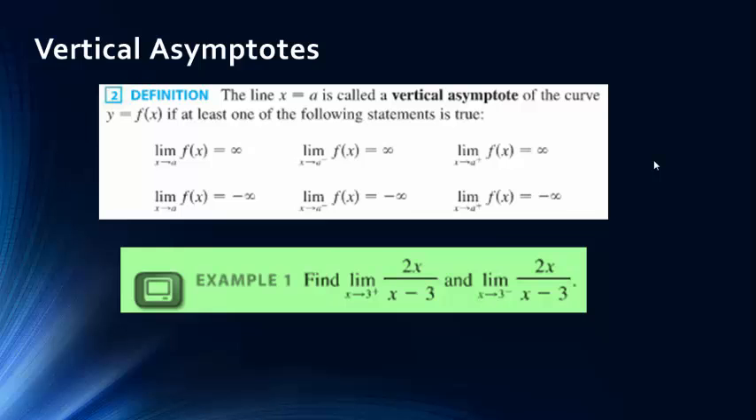Some of your homework for this section will be very conceptual, and some of the questions that you'll see on the first test will also be conceptual. And that means you need to kind of figure out what's going on.